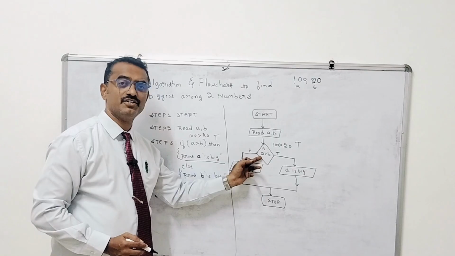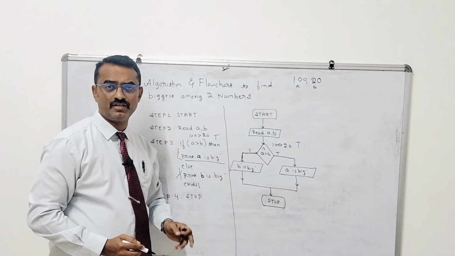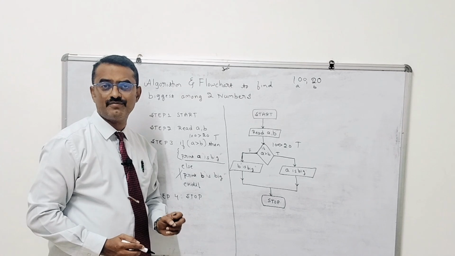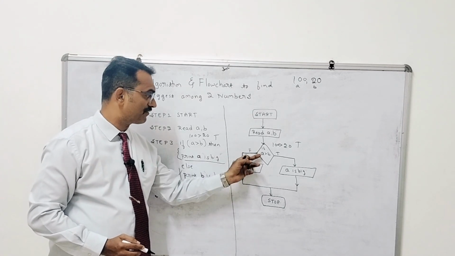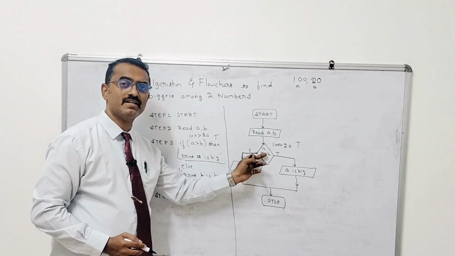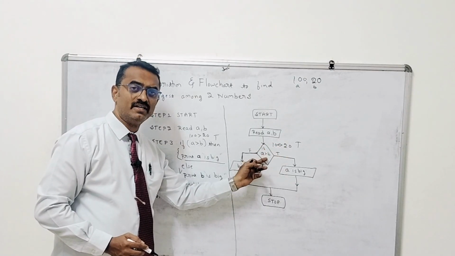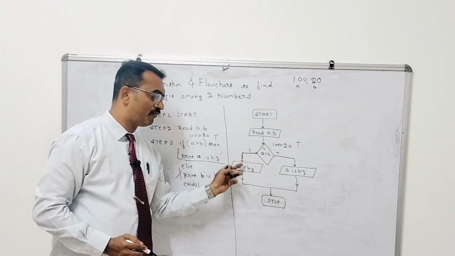Next one is the if condition. Whenever you are writing if condition in the flowchart, try to remember that we must use the geometrical figure, that is a rhombus. That's why I have used the rhombus and I have written A is greater than B, 100 is greater than 20. Here again we have to draw clearly the true block and the false block.